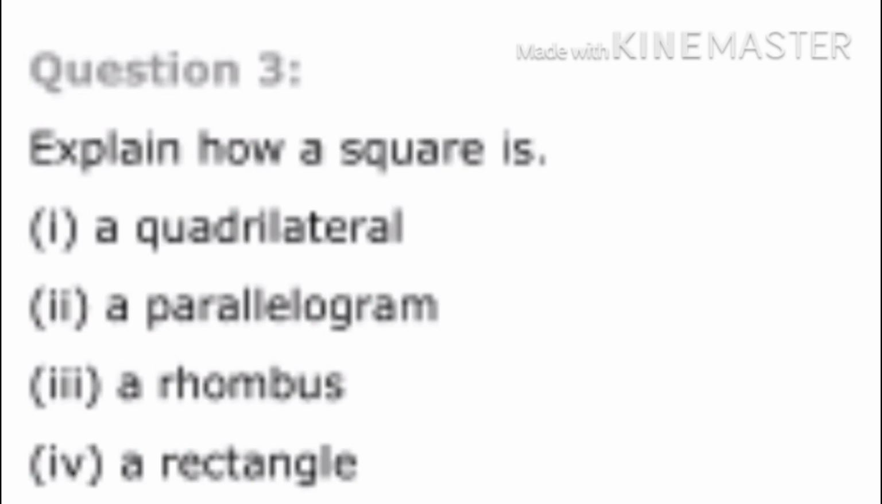Number C is how a square is a rhombus. Now a square is a rhombus since its four sides are of the same length. Now all of you know that in a square all the sides are of equal length. That is why it is a rhombus, because in rhombus also all the sides are of equal length. Number D is how a square is a rectangle. Now a square is a rectangle since each interior angle measures 90 degree.